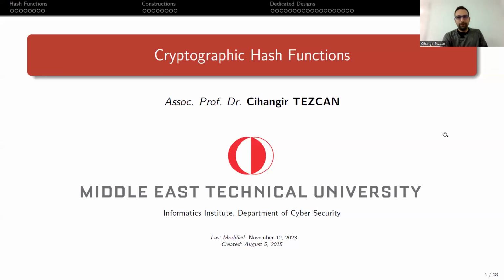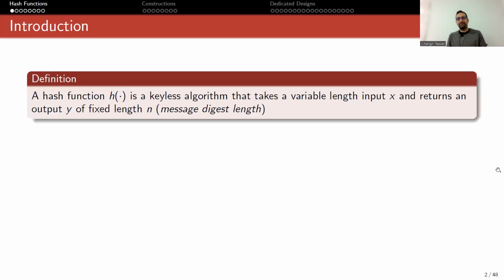Okay, today we have a very important topic, cryptographic hash functions. Cryptographic hash functions are also referred to as the Swiss Army knife of cryptography because we use them everywhere. So for this reason, it is really important. So let's start with a basic definition. Then I will explain what I expect from a cryptographic hash function.